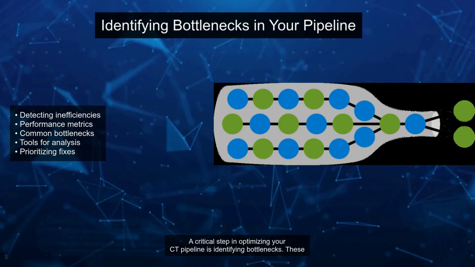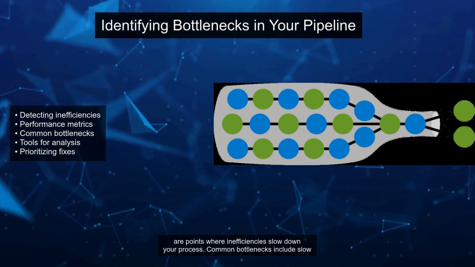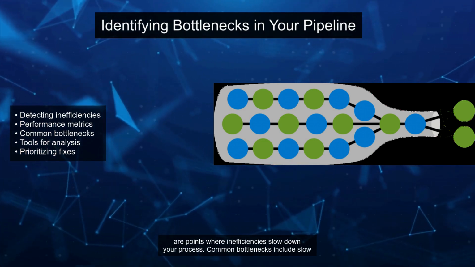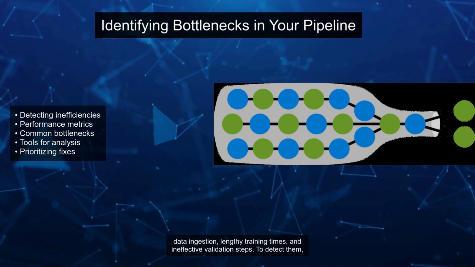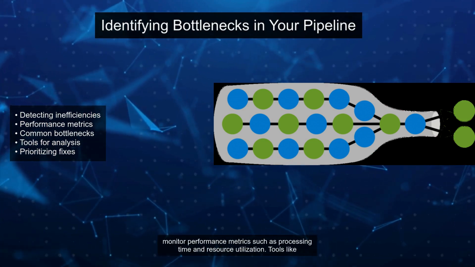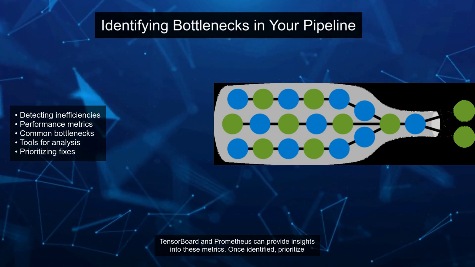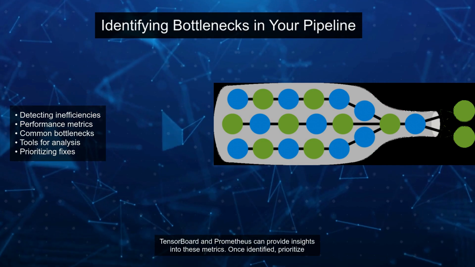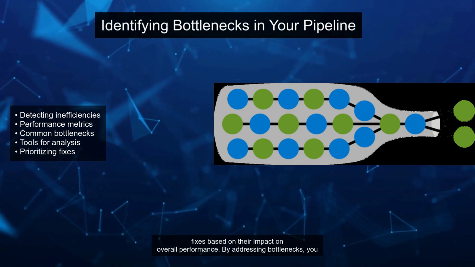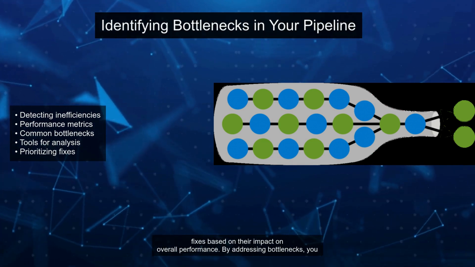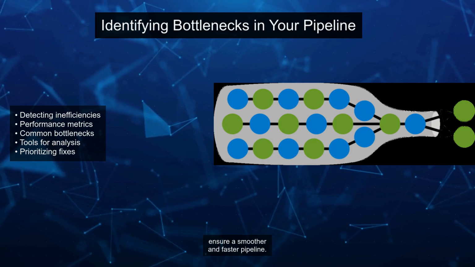A critical step in optimizing your CT pipeline is identifying bottlenecks. These are points where inefficiencies slow down your process. Common bottlenecks include slow data ingestion, lengthy training times, and ineffective validation steps. To detect them, monitor performance metrics such as processing time and resource utilization. Tools like TensorBoard and Prometheus can provide insights into these metrics. Once identified, prioritize fixes based on their impact on overall performance. By addressing bottlenecks, you ensure a smoother and faster pipeline.